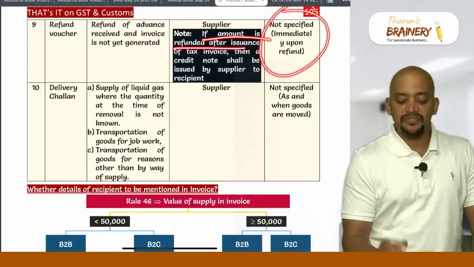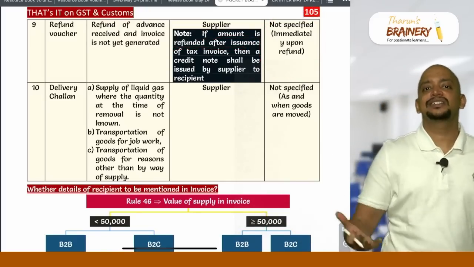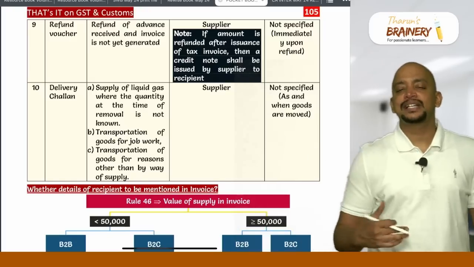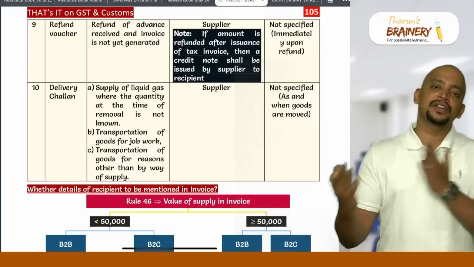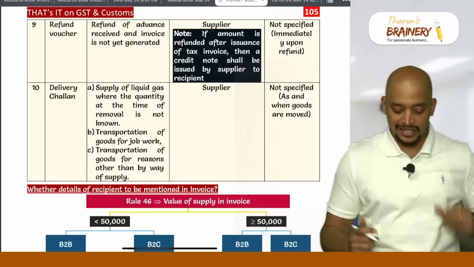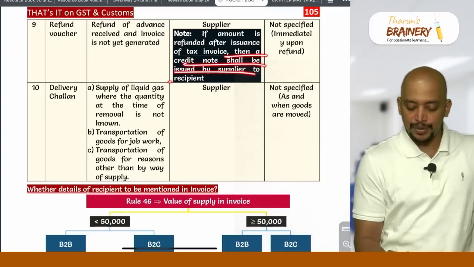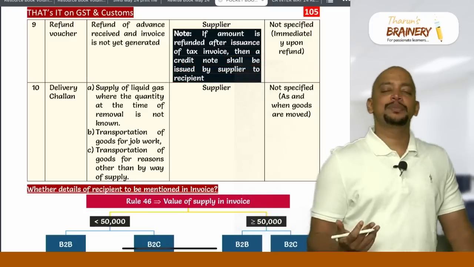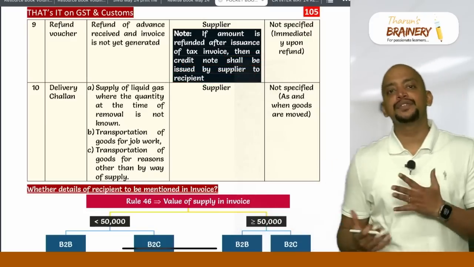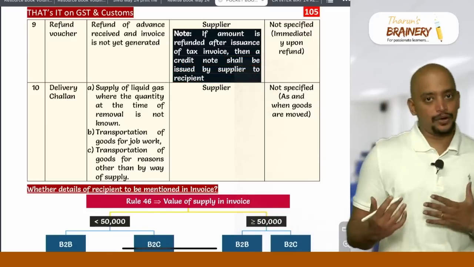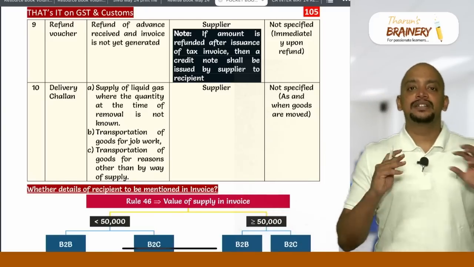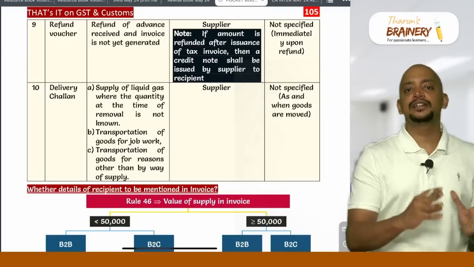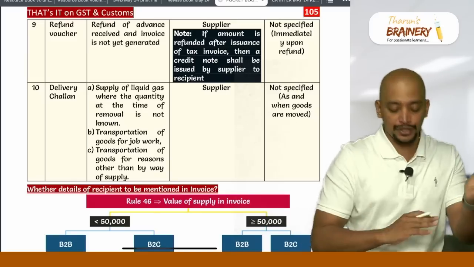If the amount is refunded after issuance of a tax invoice, say the tax invoice is issued and thereafter the supply is cancelled and the amount is refunded, what is the name of the document? Credit note. The supplier will be giving a credit note to the recipient because the invoice is already generated. So a credit note shall be issued by the supplier to the recipient. But again, wherever credit note is used, when you are writing, you use the word "may", meaning it can be issued. Generally the correct wording that you need to use is "credit note may be issued", because there is an alternative to the credit note also.